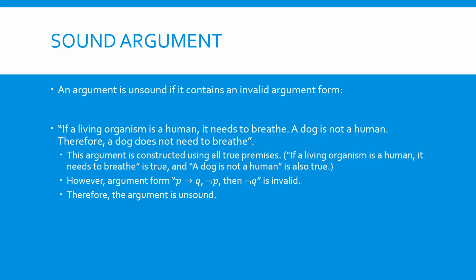Let's look at this proof. If a living organism is a human, it needs to breathe. A dog is not a human. Therefore, a dog does not need to breathe. You can see that both premises, if a living organism is a human, it needs to breathe, and a dog is not a human, are true. However, the corresponding argument form, P implies Q, not P, then not Q, is invalid. Therefore, the corresponding proof is also unsound.